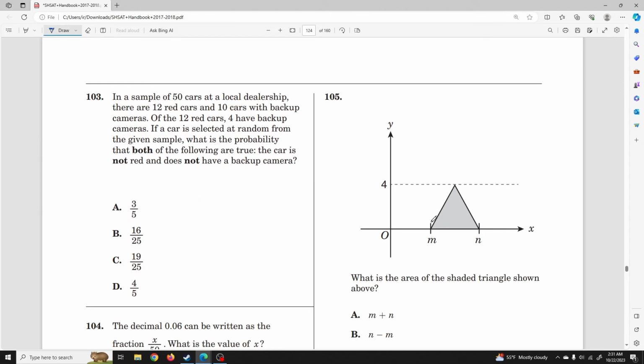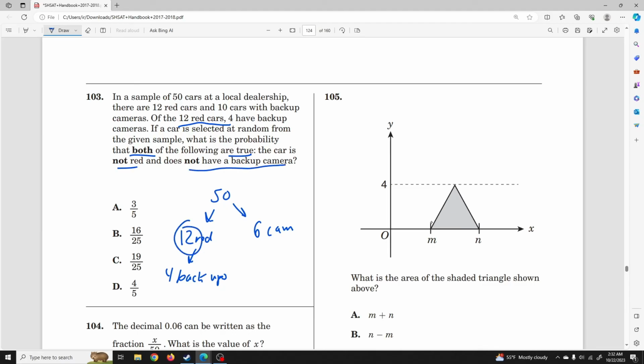Moving on to 103, it says, in a sample of 50 cars at a local dealership, 12 are red and 10 have backup cameras. Right, so here we have 50 cars. Of them, 12 are red and 10 have backup cameras. Of those 12 red cars, 4 have backup cameras. So here, 4 red cars and 4 of them have backups. So instead of there just being 12 red cars and 10 camera cars, they're now actually just 6 camera cars because 4 of them are red, right? So it says if a car is selected at random, given the sample, what is the probability that both of the following are true? So the car is not red and the car does not have a backup camera, right?